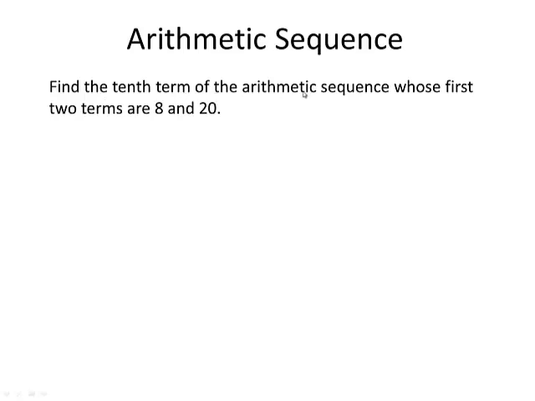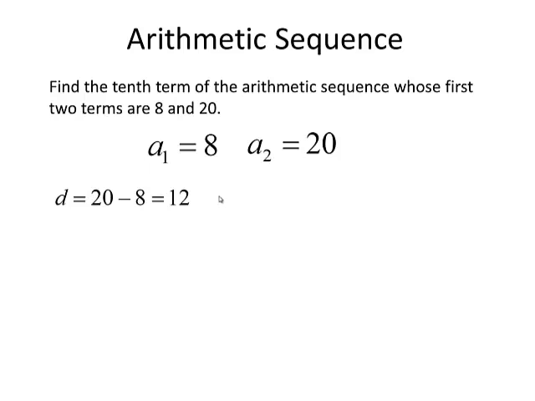Find the 10th term of the arithmetic sequence whose first two terms are 8 and 20. So we have the first term is 8, the second term is 20. My common difference is going to be 20 minus 8, which is 12. And then c is going to be the first term minus my common difference, which is -6. 8 minus 12 is -6.